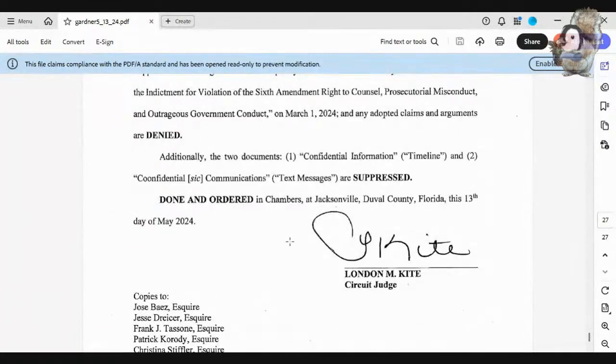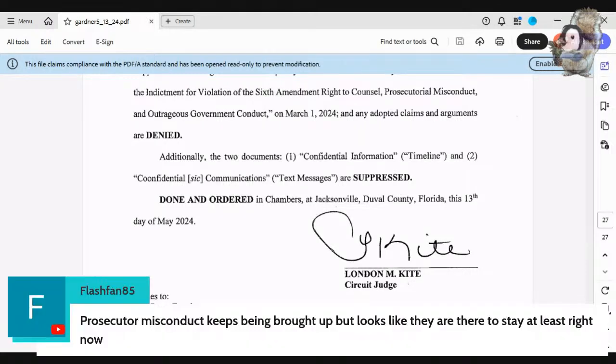Yeah. Ooh, look at her signature. You can actually read her last name. That is unique. I love that her first name is London. That's such a cool name.